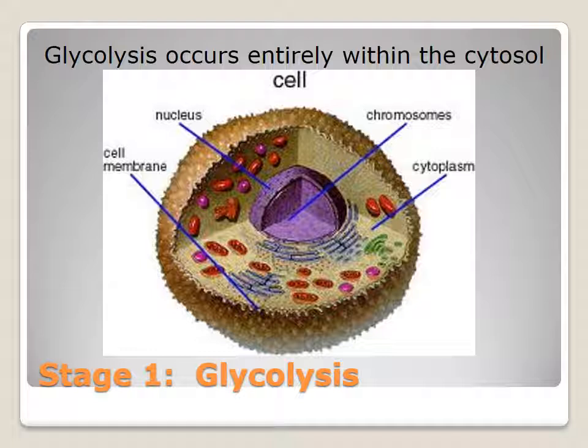Glycolysis happens within the cytosol of the cell. So in the cytoplasm, between the spaces in between the organelles. Heck, you don't even need organelles for glycolysis to happen. It happens in prokaryotes all the time.